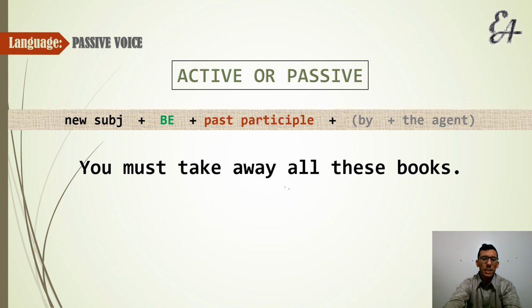You must take away all these books. Now you become familiar: you don't see the auxiliary be, then you understand. So you must take. Basically this is not passive because we have neither the verb to be nor a past participle, and of course no by plus the agent. This is active. Very good.